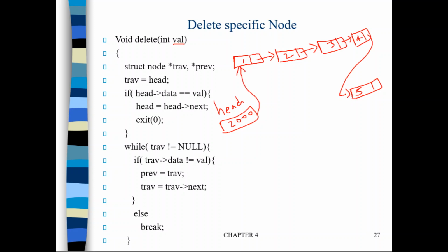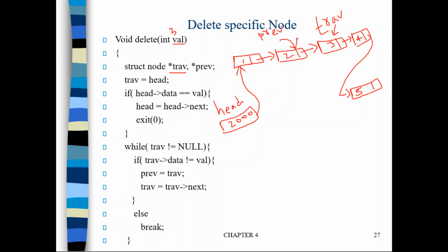Here, say we want to delete the node 3. So this val is 3, which means the node whose data part is 3 should be deleted. How do we do it? First, using traverse you should move to the node which is to be deleted. Traverse is a pointer which will point to the node to be deleted. We should also maintain another pointer, previous, which should point to the node previous to the node to be deleted, that is this node.